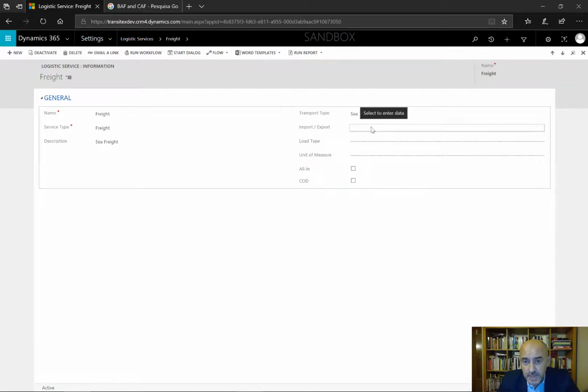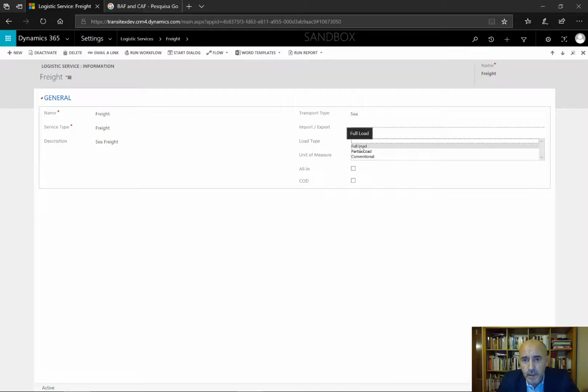You can also do the same regarding import, export, or even the load types. Certain tariffs only apply to full loads or partial loads or conventional cargo. So this is where you can filter it down.